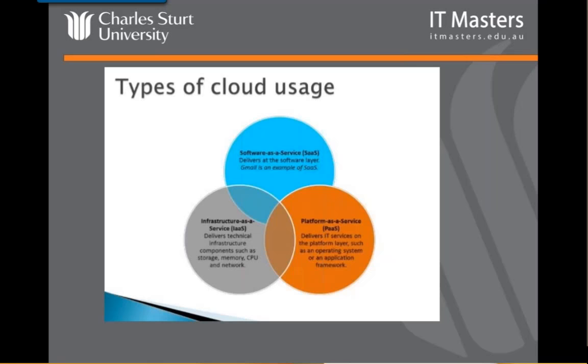Then we have infrastructure as a service. What is this IaaS? It delivers technical infrastructure components such as storage, memory, GPU, and network. An example, maybe Amazon. Or you can just use, of course, VMware or Microsoft. Why am I giving you different examples? As this course was just covering Microsoft and VMware, just a quick reminder, there are many other cloud providers.